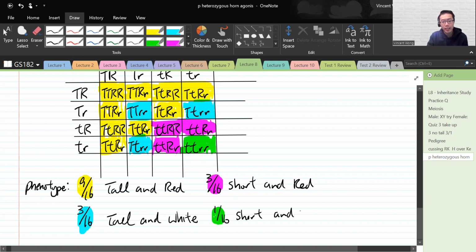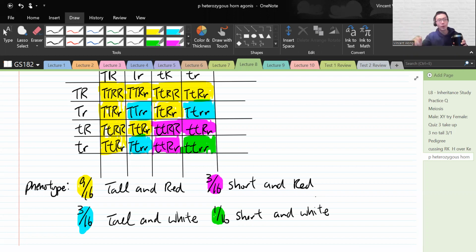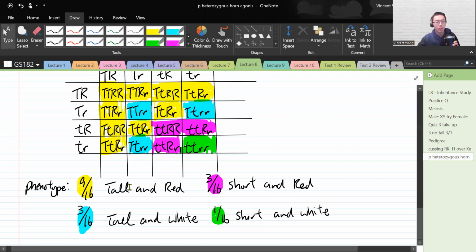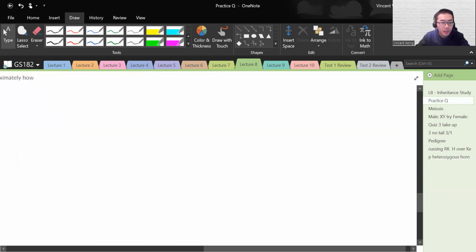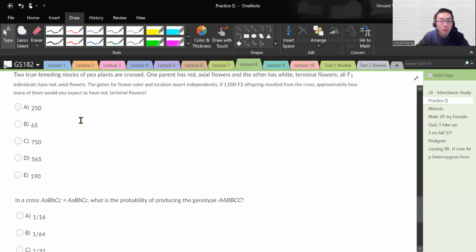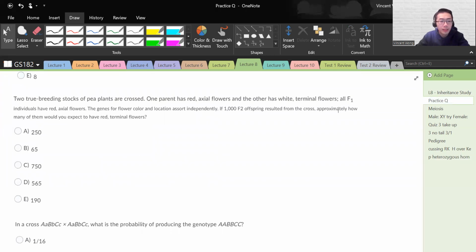Short and white. Okay, so if you start with two parents that are hybrid, right, different on both alleles, then this is always going to be the result. Right? It's what we call the 9-3-3-1 ratio. So let me give you a quiz question here that you might need to know. Okay, there we go.